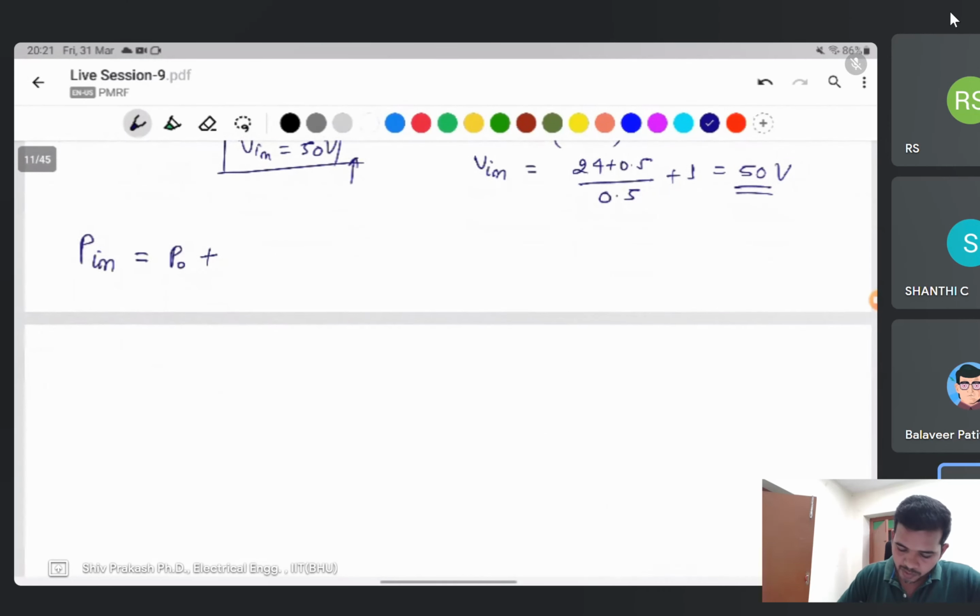Then output power plus the switches' power. Switch voltage is given as 1 volt into switch current ISW. 2 switches are given here. That's why you take the average of this one: 2 switches, 1 into ISW. Take ISW as the average current. Then 0.5 is the diode drop, 2 diodes here. Power loss of this one, 2 diodes. Output power plus all of the losses.